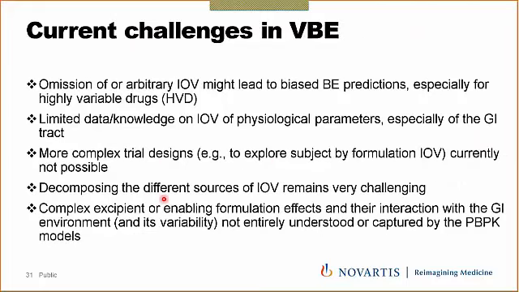Some current challenges in virtual bioequivalence. One major one is that omission of interoccasion variability, which I believe has happened systematically in the past, or even inclusion of the interoccasion variability but with arbitrary values, might lead to biased BE predictions, and that can be especially true for highly variable drugs. As mentioned before, little is known about the variability of those parameters in vivo, especially for the GI tract.